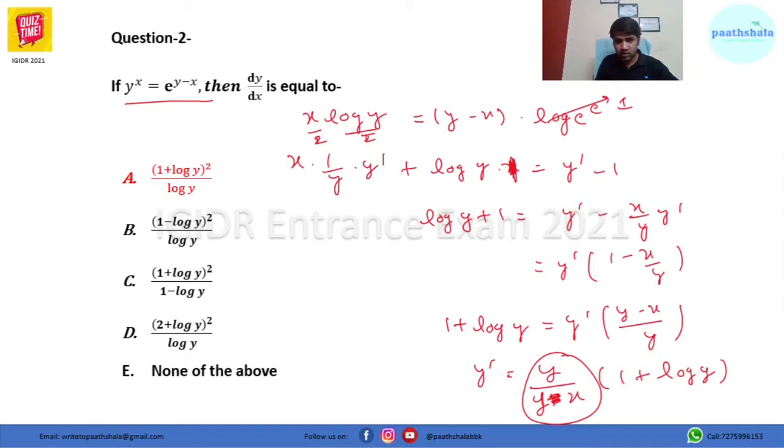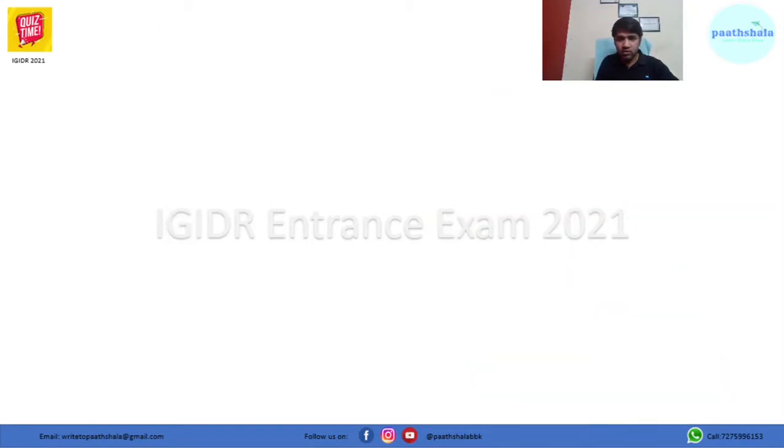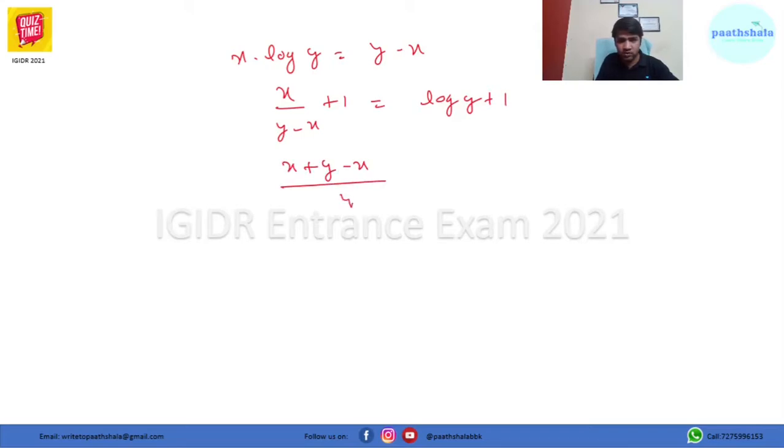So in the beginning, from this expression you can see that here we have taken log and the value has come out as x into log y equals y minus x. So x upon y minus x equals log y. Let's add 1 onto both the sides, and by arranging we will get (x + y - x) upon y minus x, and here it is 1 plus log y.